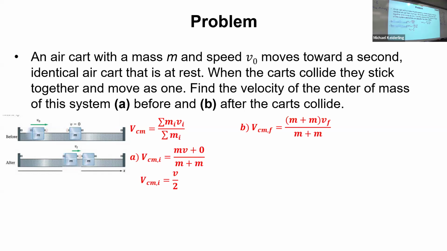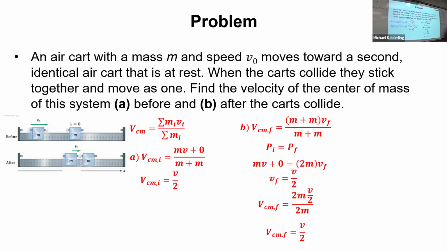The velocity of the center of mass final will be m plus m, the total mass, times the final velocity over m plus m. Initial momentum equals final momentum. So mass times velocity plus 0 equals 2 times the mass times v final, which gives v final equals v over 2. So if we plug that in, we get 2m times v over 2 divided by 2m. We just get v over 2. And so we can see the velocity of the center of mass before and after their collision, where momentum is conserved, does not change.